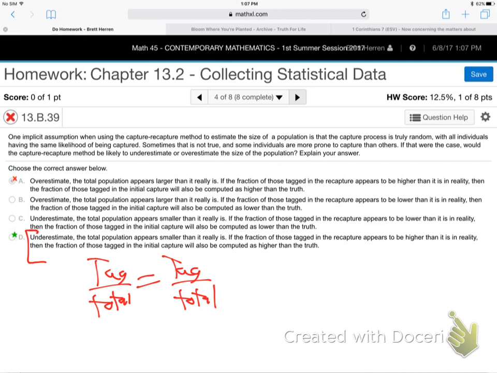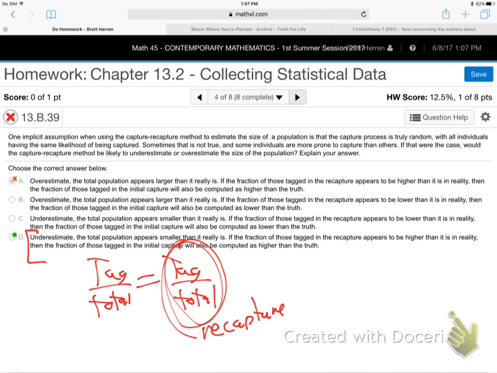So what they're saying is that if there's some fish or rabbits or deer or whatever that are just more easily caught, then you're going to catch them more in the recapture, right? You're just going to catch them again, which means you're going to make this fraction too high, artificially high, higher than it is really randomly, right? You're going to get the same fish in the recapture. You're going to catch again a lot of your already caught fish, right? In the recapture phase, you're going to catch higher, so this fraction will be higher, right?